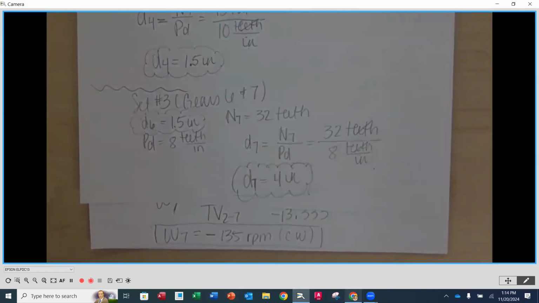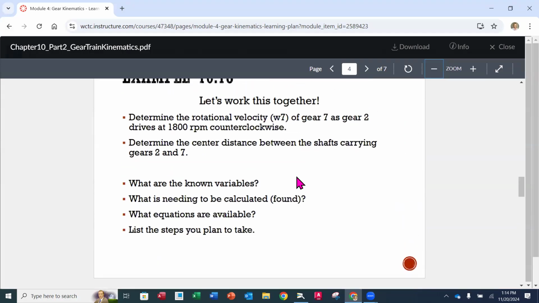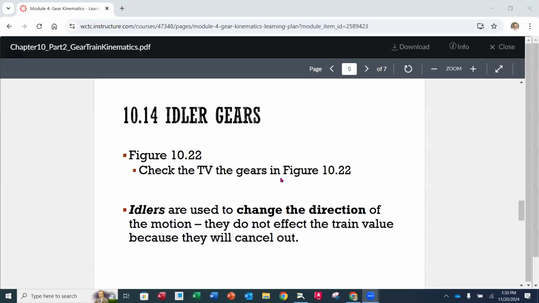Let me take a really quick peek back. The next example is going to be the idler gear. So I think this is a good time to take a little bit of a break, and we'll come back and finish up our last subject here, which will then get us in good shape to finish up the homework. So I'm going to pause here.